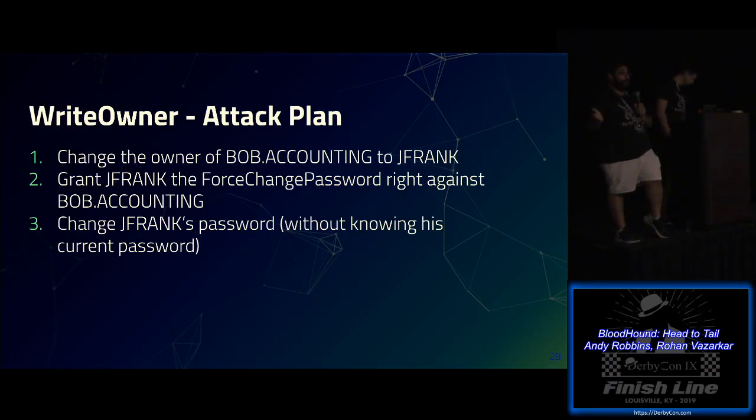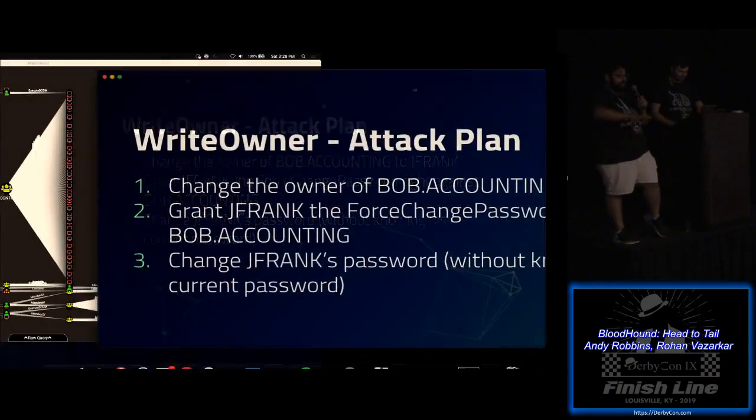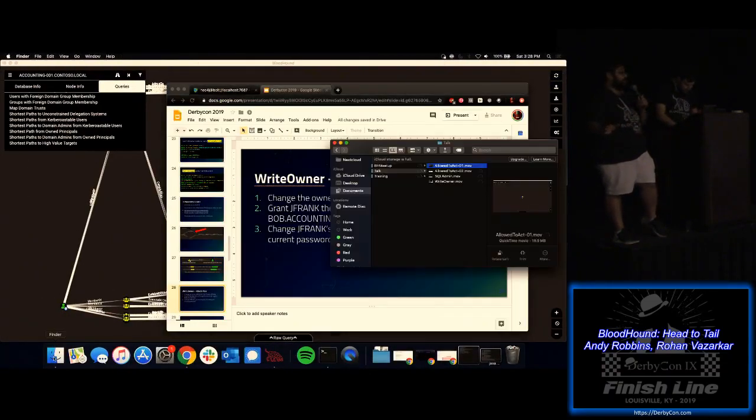So our attack path that we're going to execute here is first we're going to use our write owner privilege to change the owner of bob.accounting to Jason Frank. And then from there, we are going to grant Jason Frank, the user we already control, the ability to completely change bob.accounting's password without knowing their current one. This is a right you often see help desk groups have. If you've never audited your help desk group rights and who has control over them, you should do that, because when you can reset any user's password in the domain, you're basically a DA at that point.